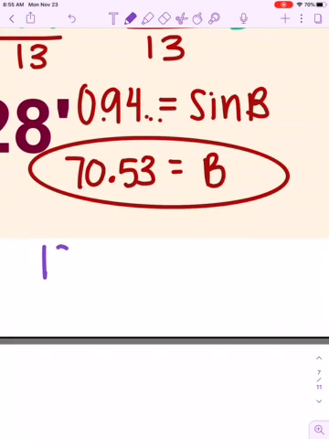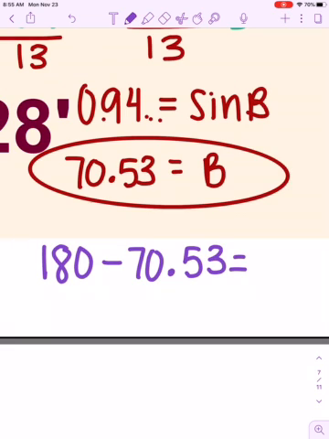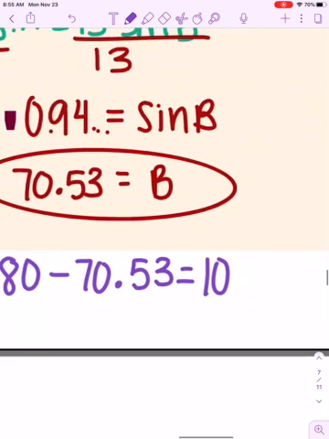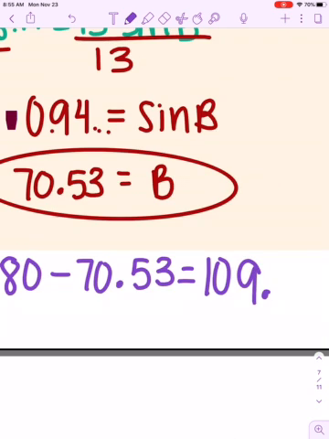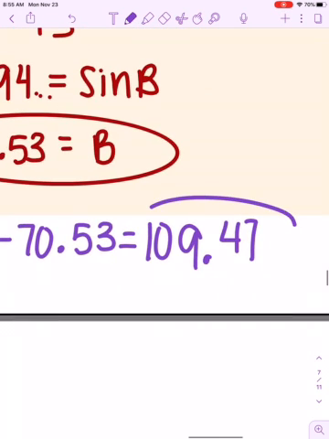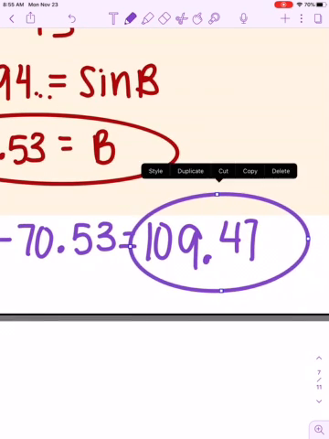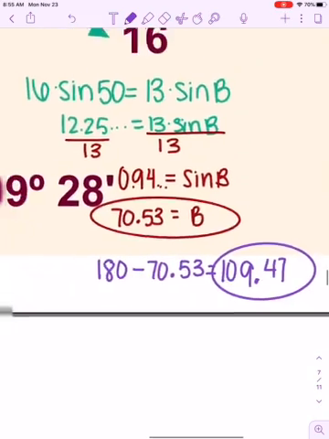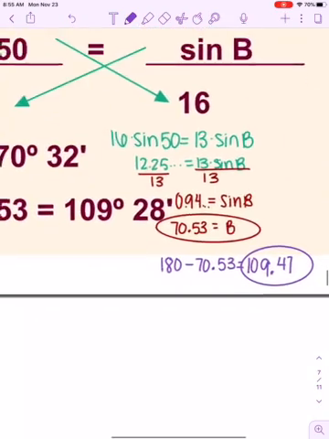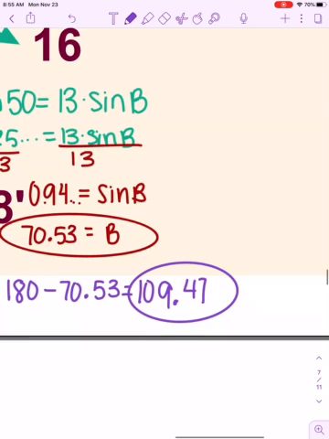We know that there are two triangles, so since there are two triangles, we have to take 180 and subtract 70.53. So 180 minus 70.53, we get 109.47. We're just always going to do two decimal places. So here are our two angle B's. The only thing we have left to do is turn them into minutes.